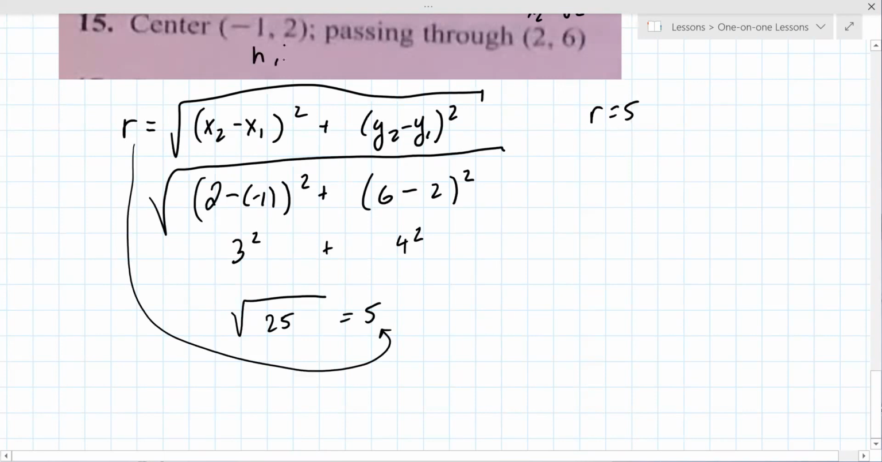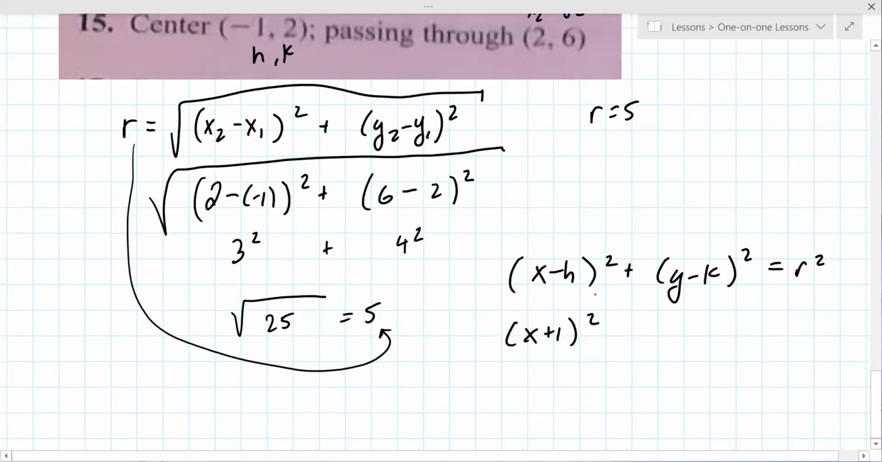Your center, your h, k, is given: -1, 2. So it's x minus h squared plus y minus k squared equals r squared. x plus 1 squared, because the negative and negative makes positive, plus y minus 2 squared equals 25, because you have to square the radius.